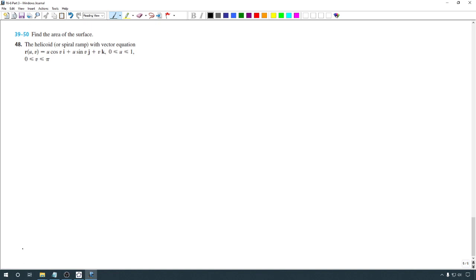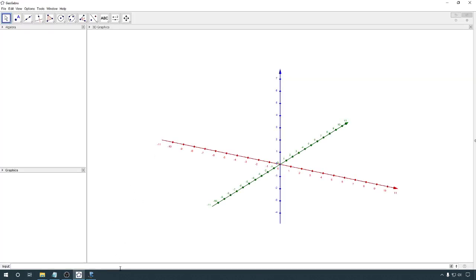If we go ahead and graph this thing, so we have the surface, we have u cosine v, u sine v, where they told us that u is going to go from 0 to 1, v is going to go from 0 to pi, and we get this surface here.